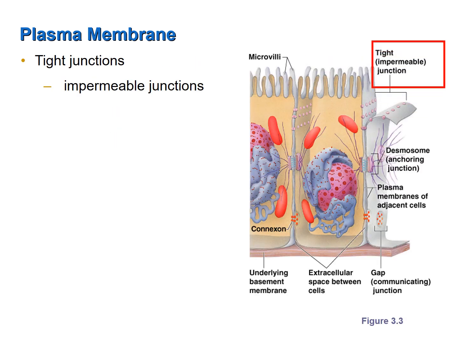Tight junctions are impermeable junctions. They fuse the plasma membranes of adjacent cells together and prevent any substances from moving down between the adjacent cells. In the small intestine, for example, these junctions prevent digestive enzymes from seeping into the bloodstream.